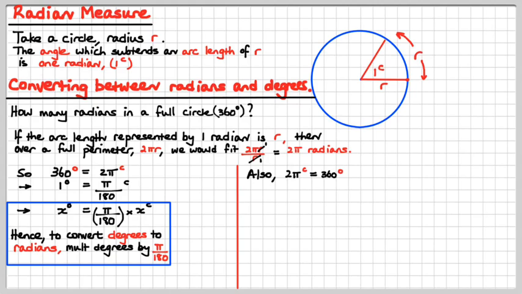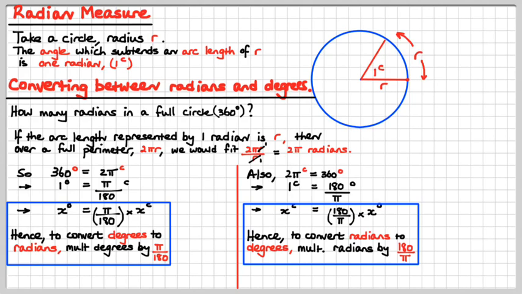Now let's attack it from the other angle. We've got 2 pi radians is 360 degrees, and therefore 1 radian, dividing both sides by 2 pi, would be 180 over pi, and therefore x radians would be 180 over pi times x in degrees. So that's how to convert radians to degrees. You multiply by 180 over pi. Now, do you get that? That's the formula you've got to use to convert between degrees and radians. It's either pi over 180 or 180 over pi, and it's very necessary to understand all this circular function stuff.